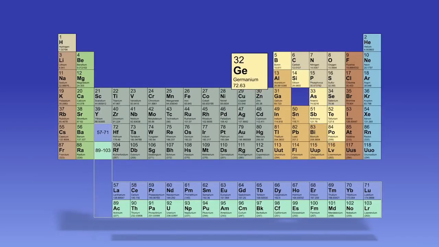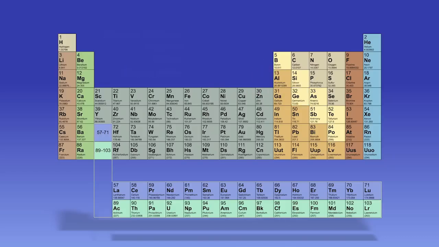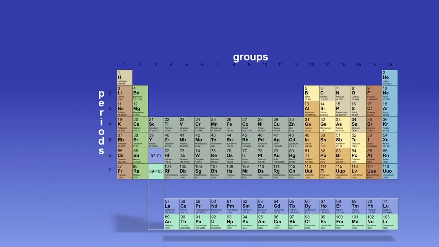If you take a closer look at one element in particular, you will find its atomic number, atomic mass, element name, and element symbol. Looking at the overall table again, you will notice that it is made up of columns and rows. The columns are known as groups, and the rows are known as periods. All elements in a group have similar characteristics.